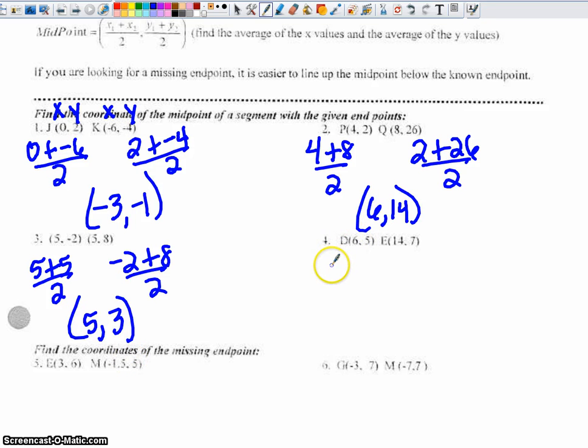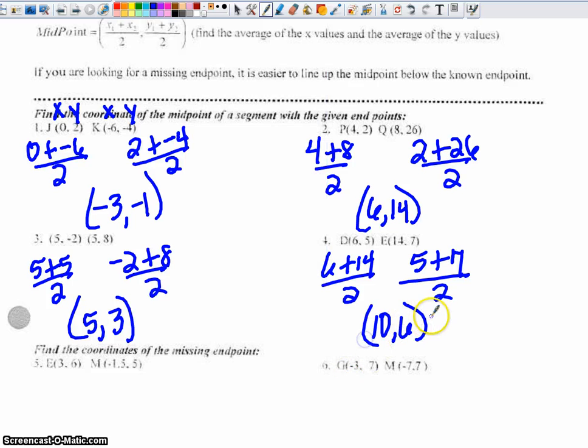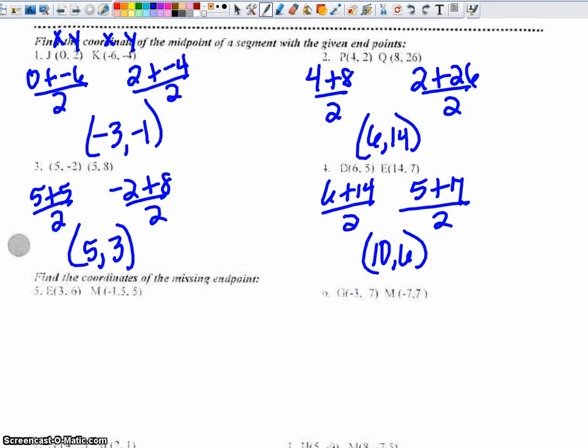Last one like this, you add up your x's, 6 plus 14, it's always over 2. And your y's, 5 plus 7, always over 2. Take your calculator, and we had 6 plus 14. Make sure and press enter before you divide by 2. So you have 10 for your x value, and then 5 plus 7, enter, divided by 2, and you get 6 for your y value. So midpoint is pretty straightforward.